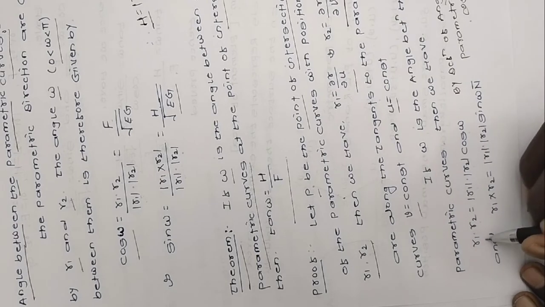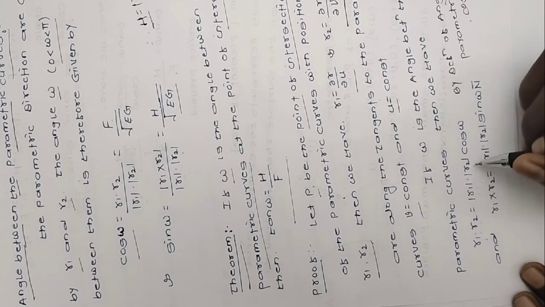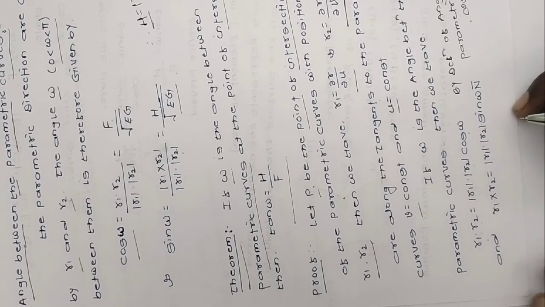So mod of r1 into mod of r2 multiplied on this side, r1 dot product with r2 is equal to mod of r1 into mod of r2 into cos omega, and similarly for sin omega, mod of r1 and r2 multiplied on this side, r1 cross product with r2 is equal to mod of r1 into mod of r2 sin omega n bar. So n bar means unit normal.